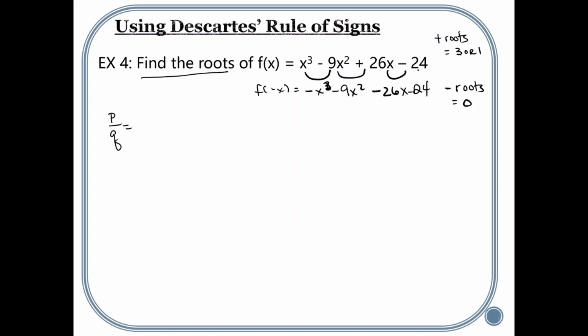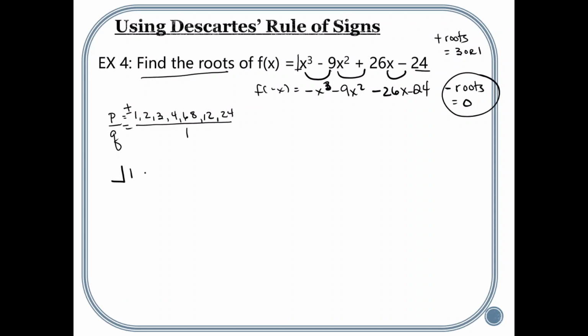So the P has to be a factor of 24. So the P is going to be 1, 2, let's see, that would be 24 or 12, 3 and 8, and 4 and 6. And Q is 1, so all of these over 1. And then it would be plus or minus, but I know I only have to deal with the positive ones. So now I just start trying them.